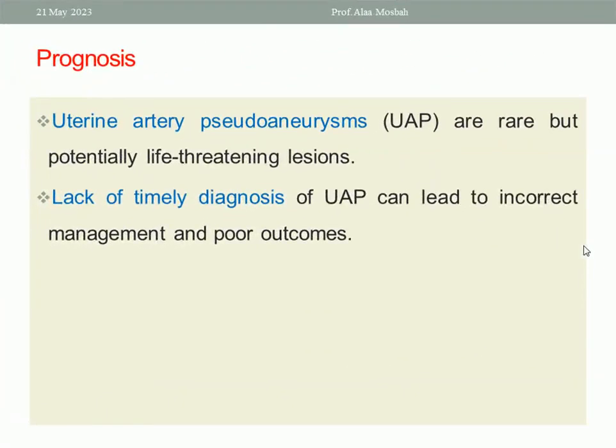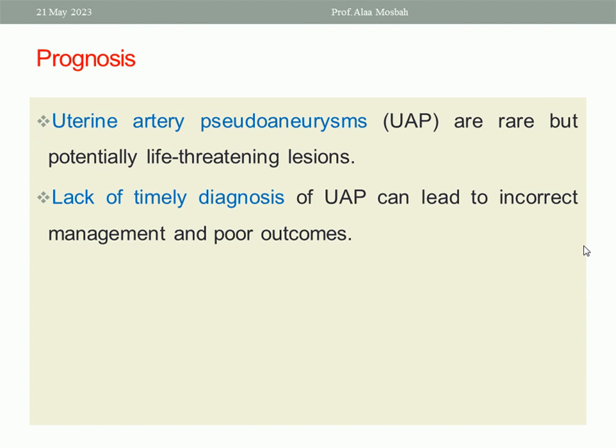What about the prognosis? Uterine artery pseudoaneurysm are rare but potentially life-threatening lesion. Lack of timely diagnosis of uterine artery pseudoaneurysm can lead to incorrect management and poor outcomes. So all obstetricians should be aware, and the gynecologist should be aware of such a problem, can predict it, can diagnose it by imaging. If the patient presented with rupture aneurysm, should be managed properly, okay, because it is a life-threatening condition.